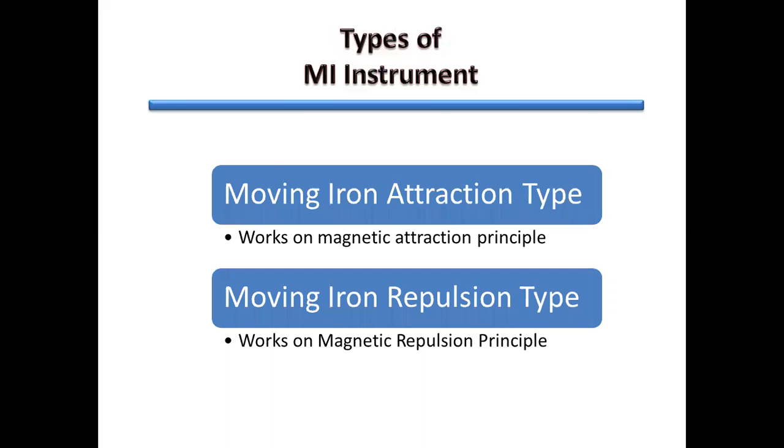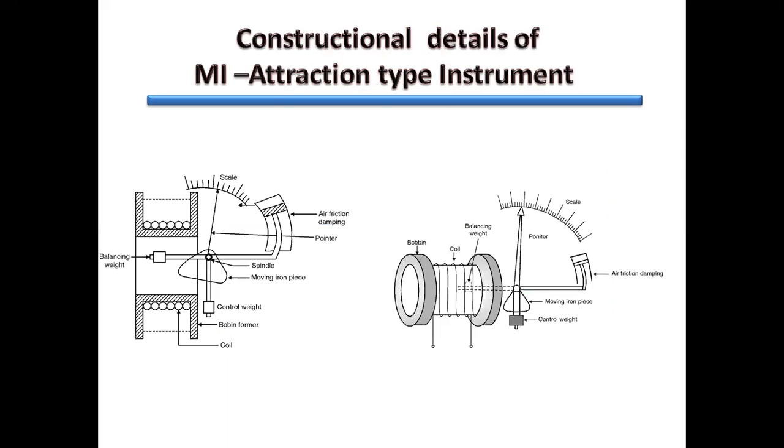The types: moving iron attraction type, it works on magnetic attraction principle, and moving iron repulsion type instrument, it works on magnetic repulsion principle. The constructional details of moving iron attraction type instrument are illustrated in this slide. This is a 3D sketch on the right hand side and a 2D sketch is drawn here on the left hand side.